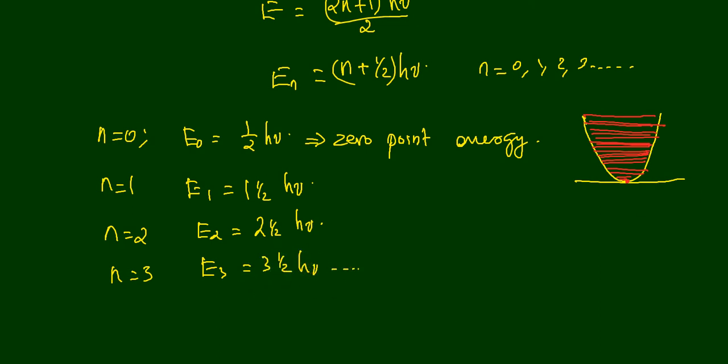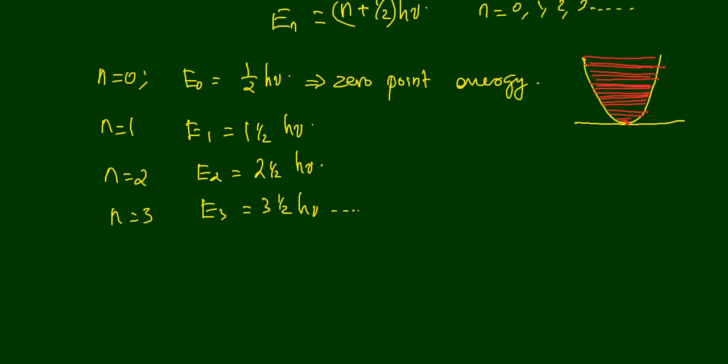Now we can see that the energy levels are equally spaced. The lowest energy level is half h nu. The next higher energy level is h nu greater than the lowest one, that is 1 and a half h nu. The next higher level is again h nu greater than E1, that is 2 and a half h nu, then 3 and a half h nu. So the difference between any successive states, delta E, is equal to h nu.